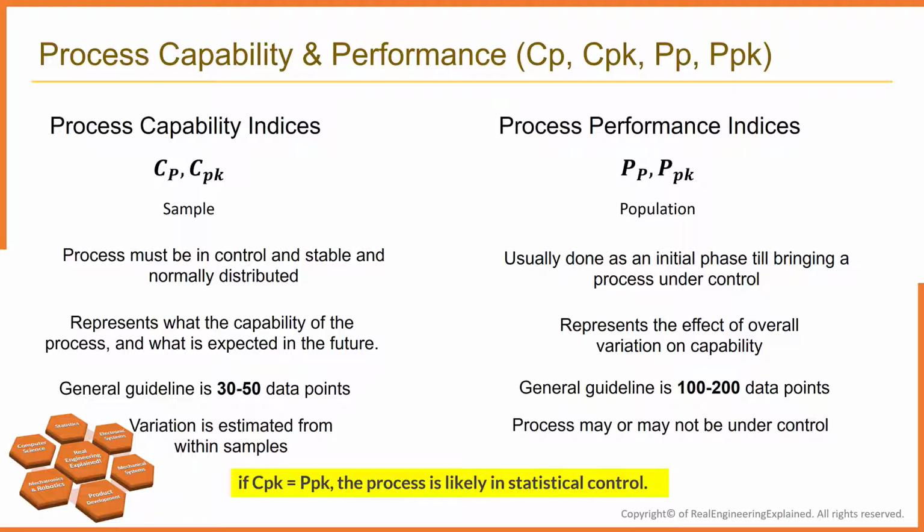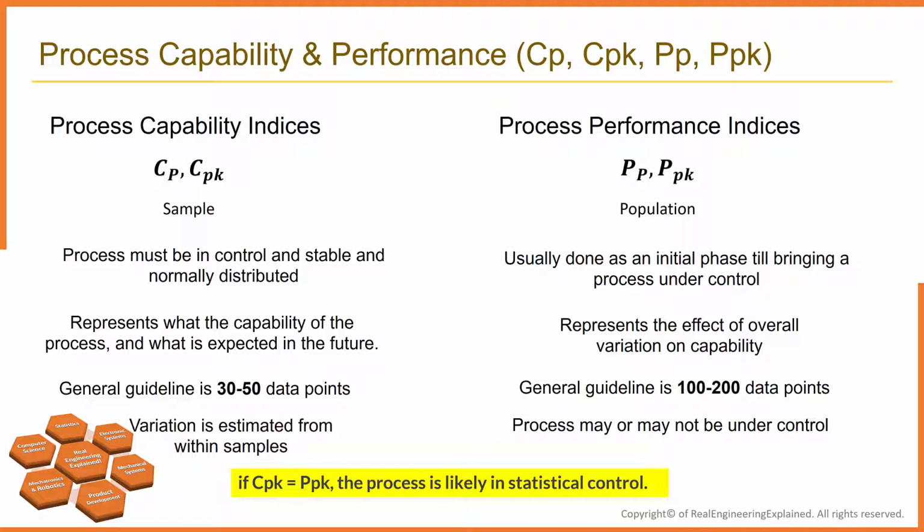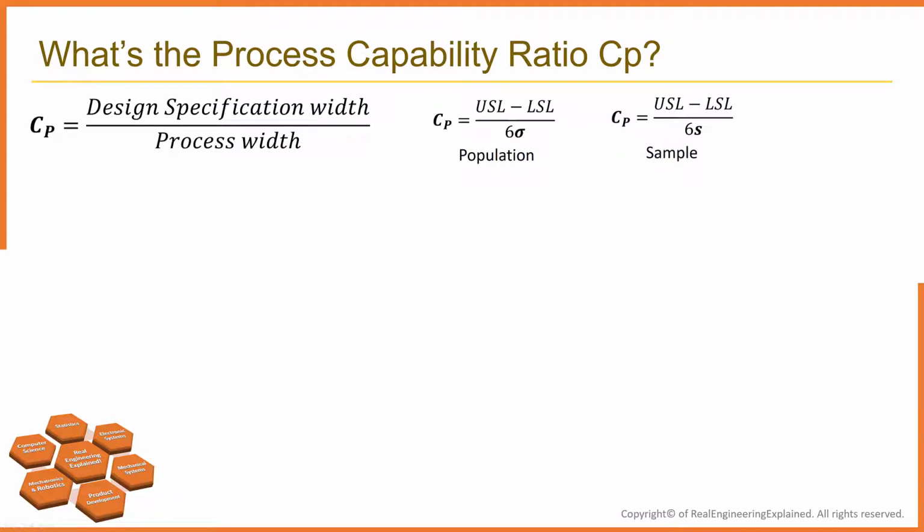If a process is in statistical control, the values for CPK and PPK will converge to almost the same value because sigma and the sample standard deviation will be identical. So remember, use CP and CPK when a process is stable, and PP and PPK when a process is new. Let's start with the process capability ratio.